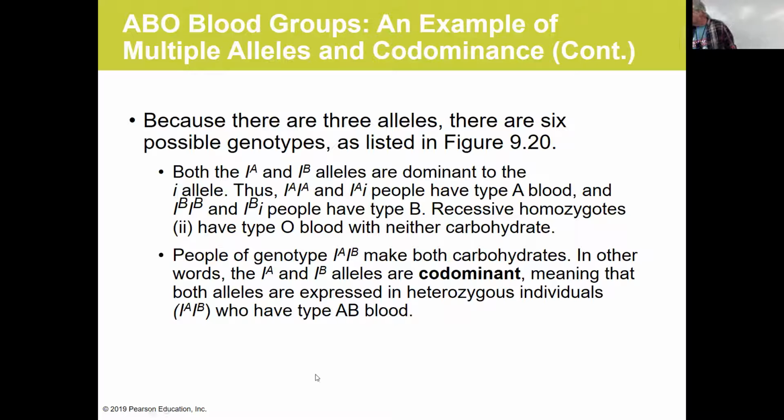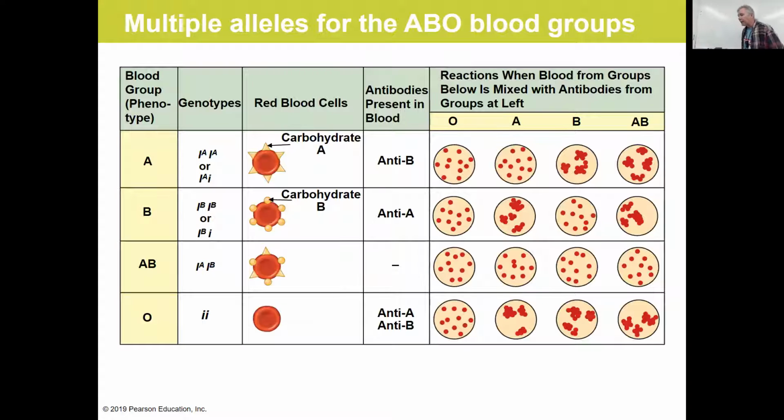So, here to talk about codominance also. If you make both glycoproteins, you're type AB, you have both of them, and they're both dominant, so they both are expressed. Here are the phenotypes, A, B, AB or O. Here are the genotypes. Two possible genotypes for A, two possible for B, one for AB and one for O.